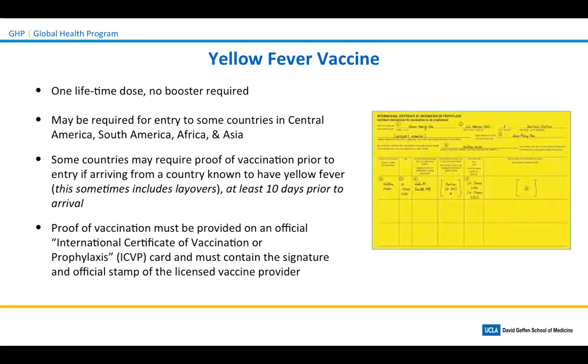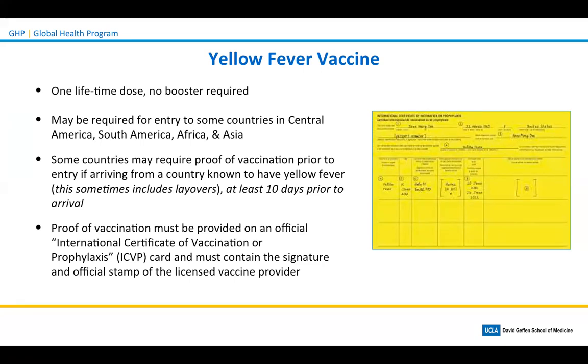Let's discuss the yellow fever vaccine. This is a one lifetime dose. There's no booster required. It may be required for entry to some countries in Central America, South America, Africa, and Asia. Some countries may require proof of vaccination prior to entry if arriving from a country known to have yellow fever. This can even include layovers sometimes. And it must occur at least 10 days prior to arrival. Proof of vaccination must be provided on an official international certificate of vaccination or prophylaxis card and must contain the signature and official stamp of the licensed vaccine provider.